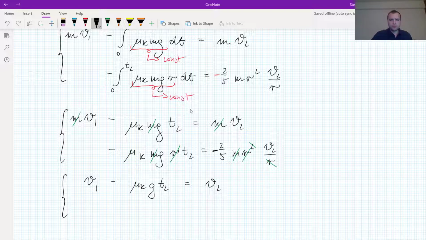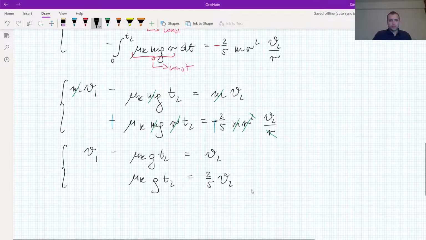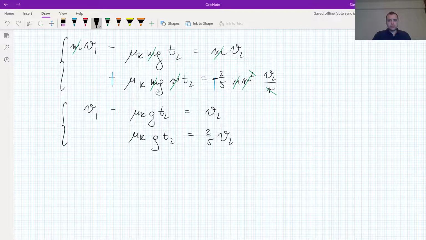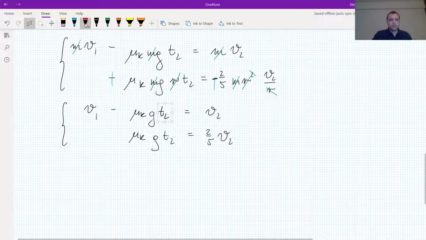And in here we will have, oh, and that plus also can be simplified. I mean minus with minus, right? So in here we can have mu k g t2, 2 divided by 5 v2. Okay, and the easiest way to solve it is, so right now we just have two equations and two unknowns, because t2 is not known and also v2 is not known.